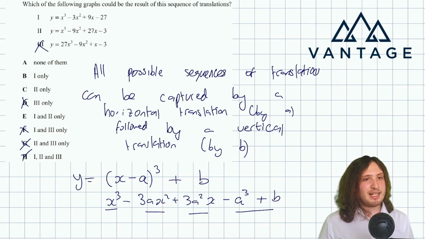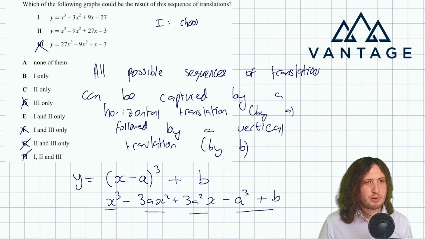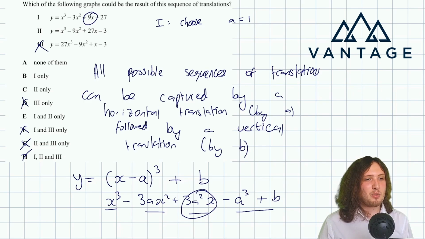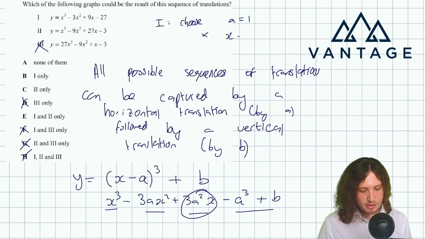For the others, let's just see what we can do. If we wanted to match 1, by looking at the x squared coefficients, we'd need to choose A equals 1. But then if we choose A equals 1, the x coefficient doesn't work. We would want an x coefficient of 9, but we get 3. So the x coefficient is wrong, and there's no way we can make 1 work. That rules out B and also E.